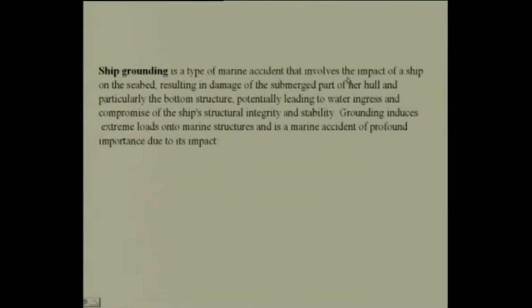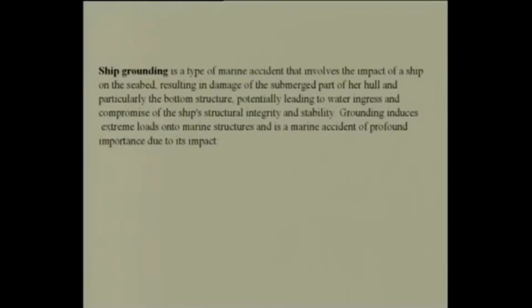Ship grounding is a type of marine accident that involves the impact of a ship on the seabed, which causes damage on the hull and on the bottom structure. So it can affect the ship's stability, integrity and structural soundness. So the ship is no longer safe to be used, because such a heavy load suddenly comes on some point of the structure that it causes structural damage. If you are doing marine construction and building, you'll have some idea of what will happen if something suddenly strikes. So this is the grounding.